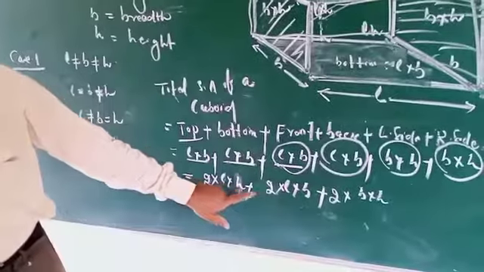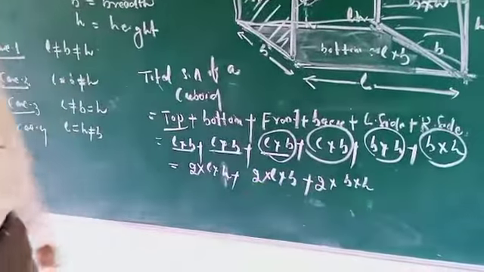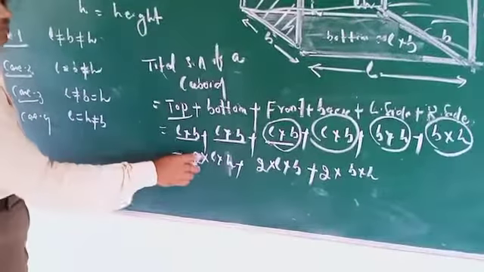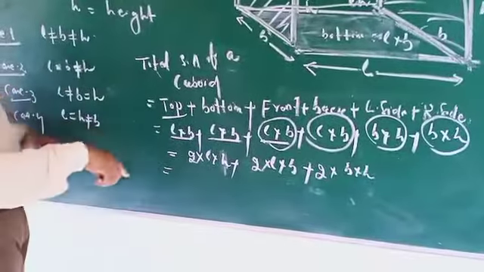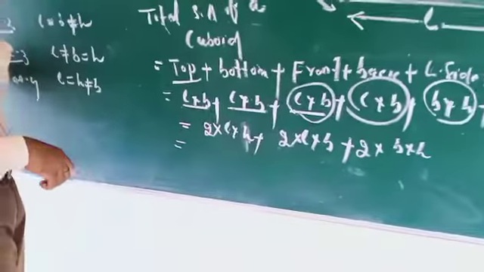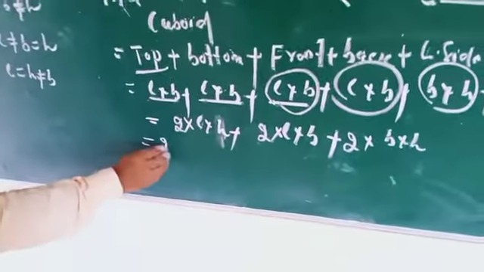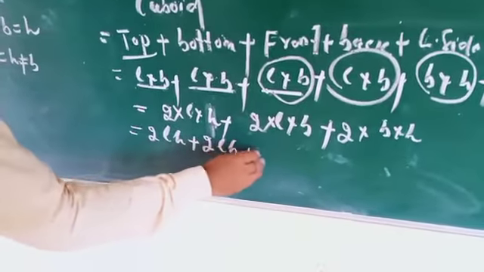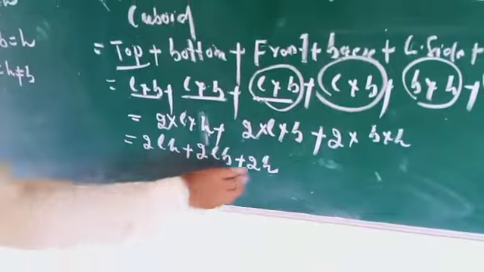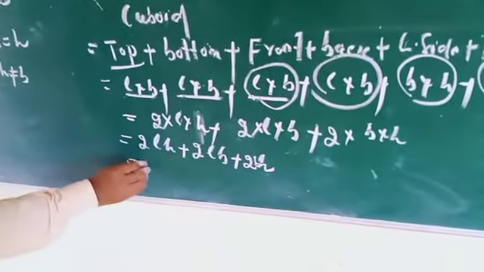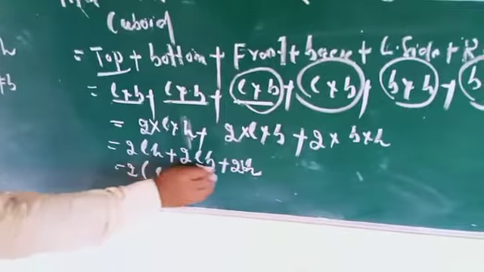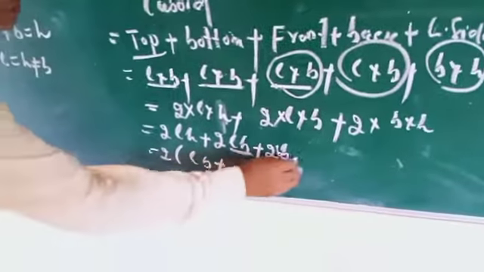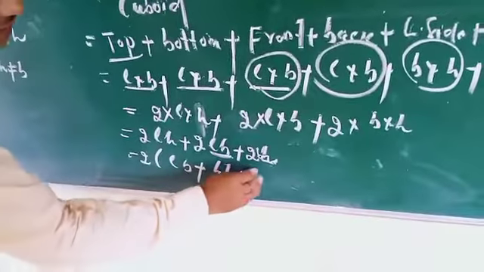Now 2LH, 2LB, 2BH. You can write this one. The cross multiplication symbol will be removed. It will be 2LH plus 2LB plus 2BH. You can take 2 common: 2 bracket LB plus BH plus LH.